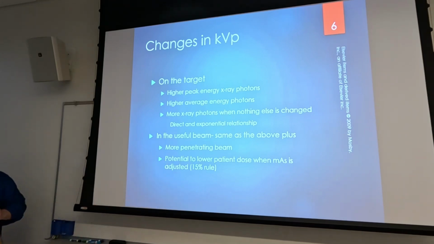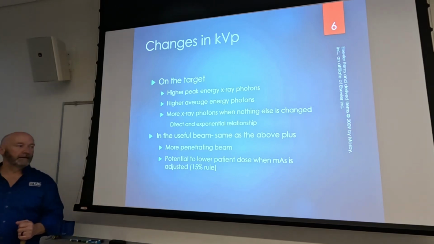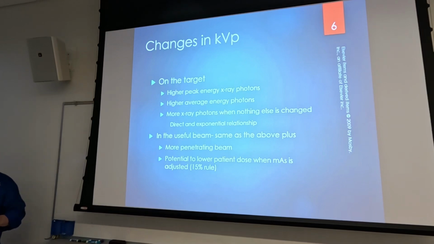So in the useful beam, kind of the same thing I was just talking about. We get a more penetrating beam, and the potential for a lower dose. We have the potential for a lower dose when we adjust our mass. That's your 15% rule.